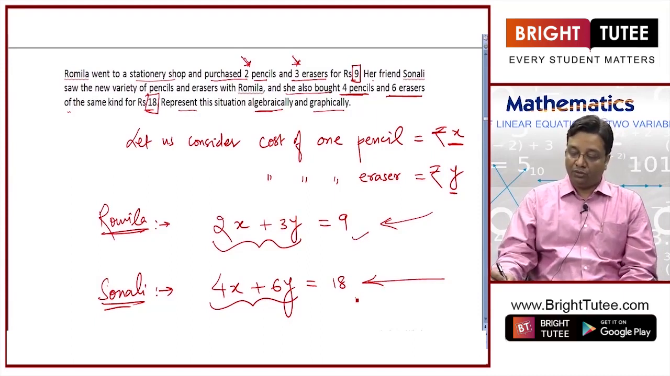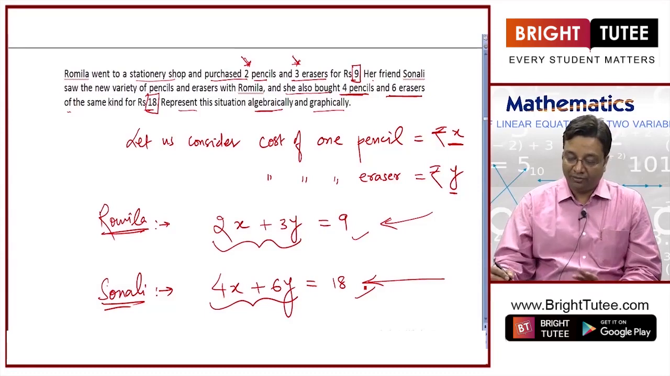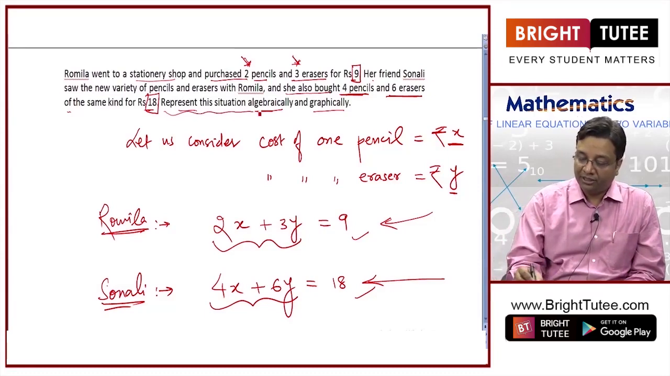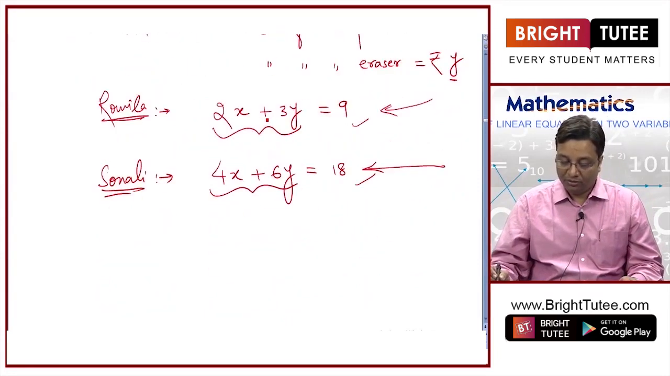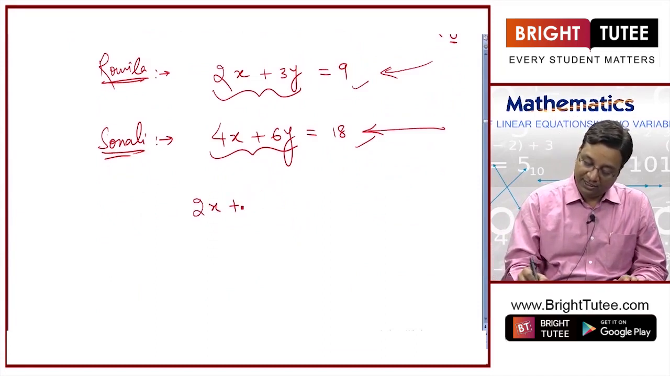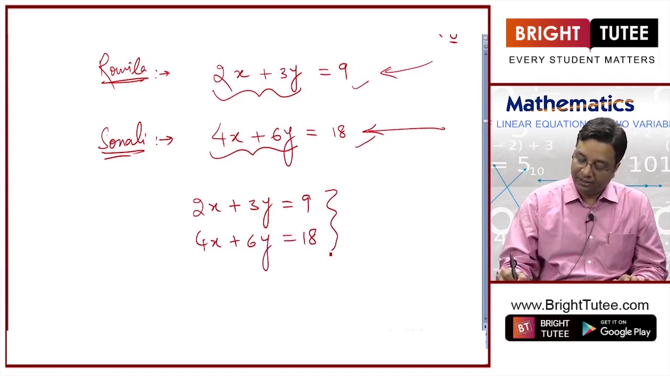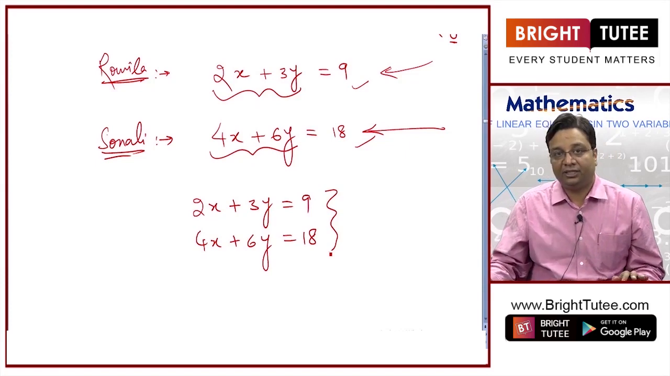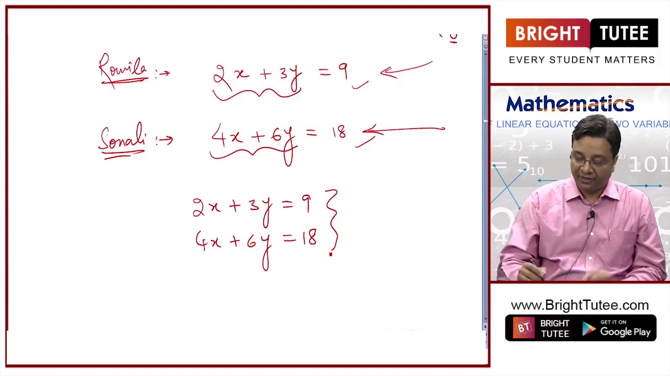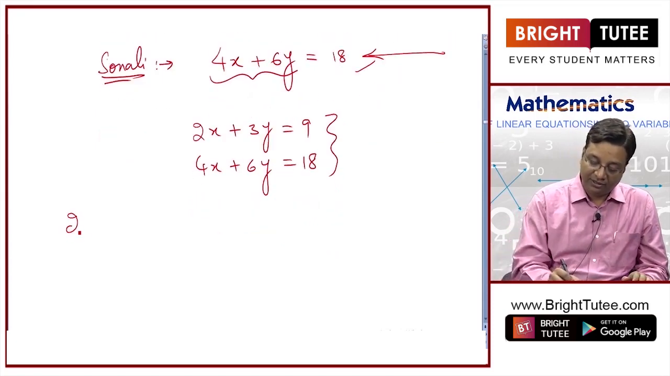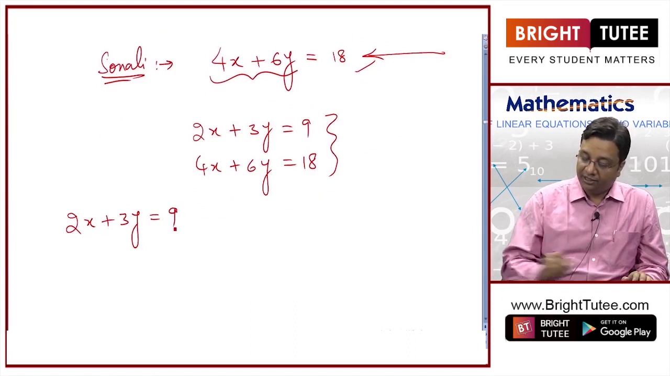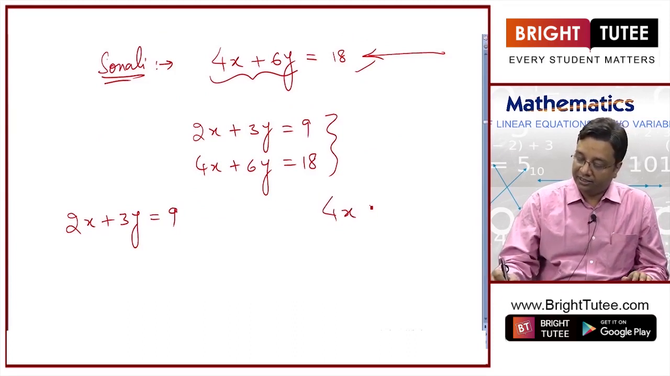Now we have got 2 linear equations in two variables here, and we need to represent this situation algebraically. So this is the algebraic representation. This collectively is the algebraic representation of this entire situation here. Now we need to represent this situation graphically. For graphical representation, you write this equation like this: 2x plus 3y equal to 9, and parallelly you can write this equation here.